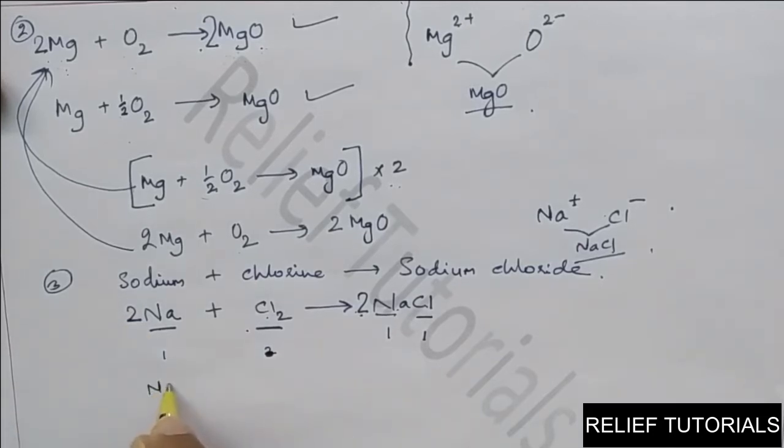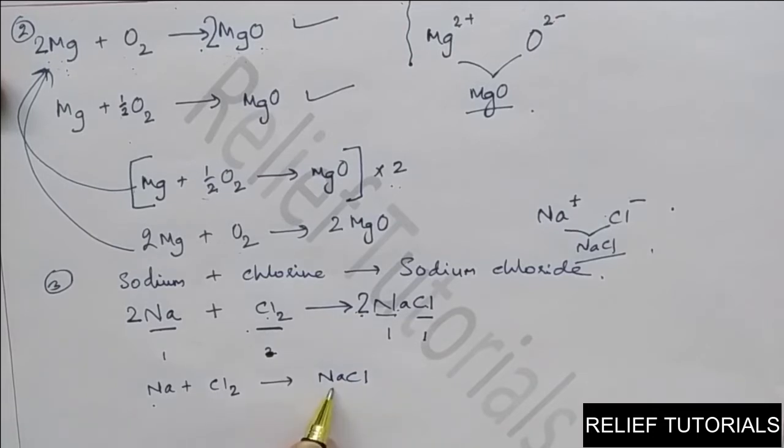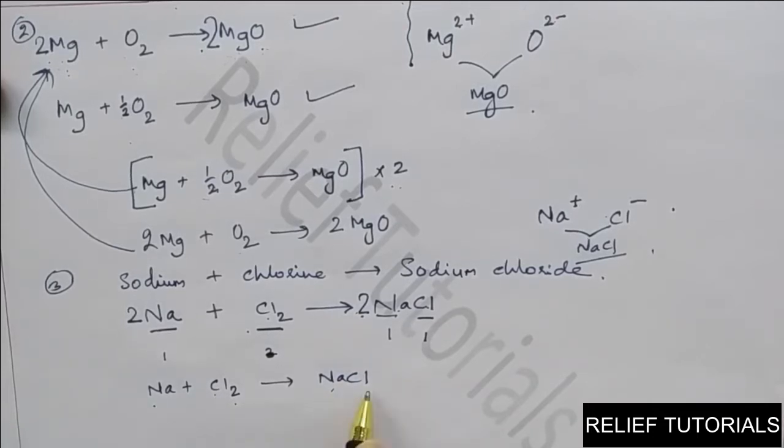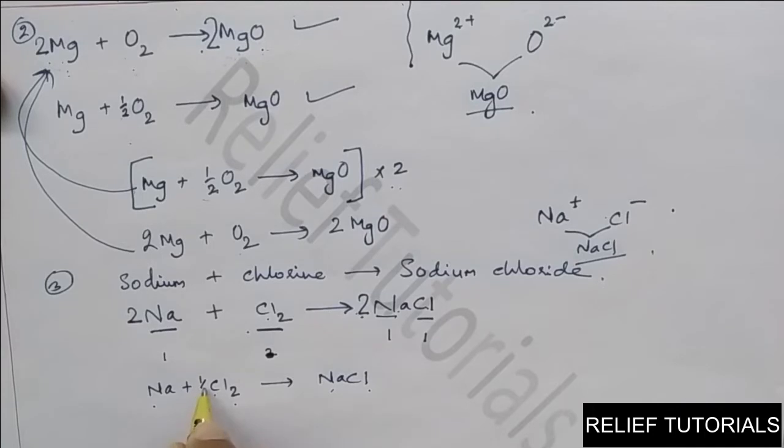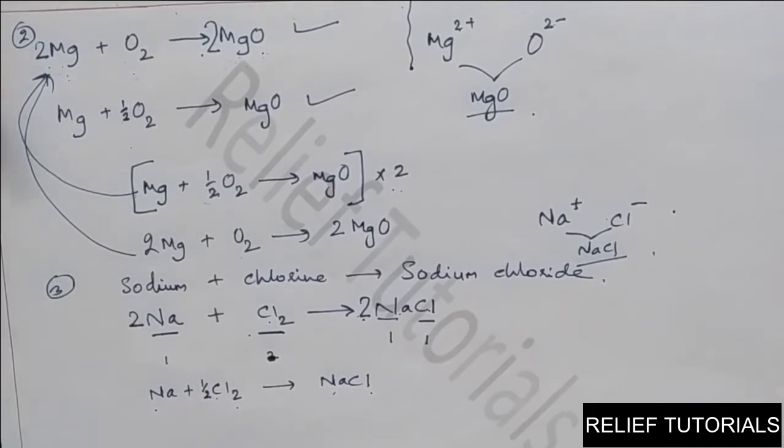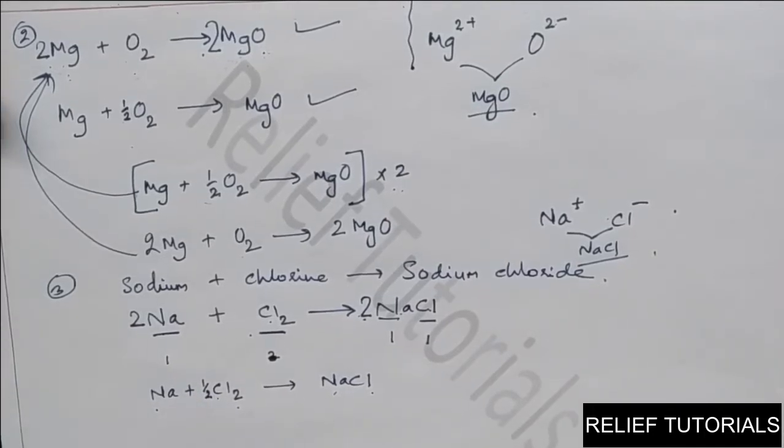One more way, Na plus Cl2 gives 2 NaCl again, 1 Na, 1 Na, 2 Cl, 1 Cl. If you multiply this number by half, this Cl becomes 1, so the equation also gets balanced. One more example.